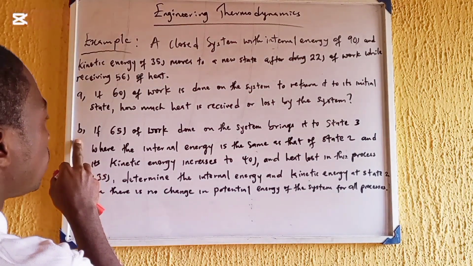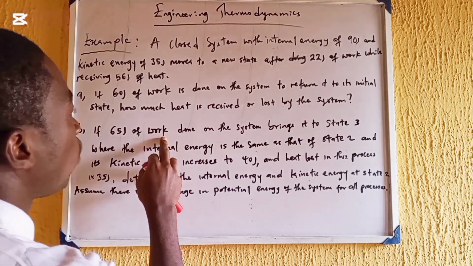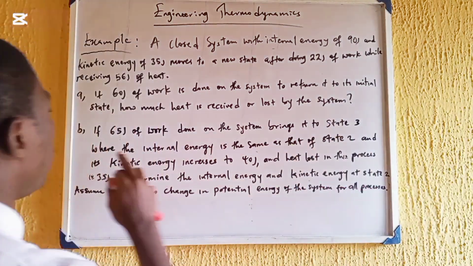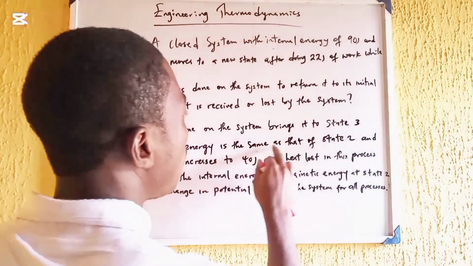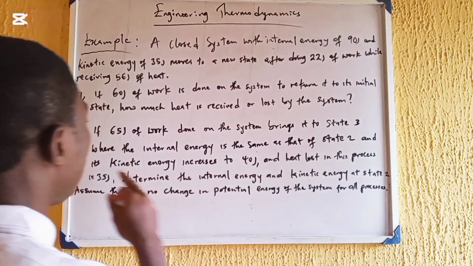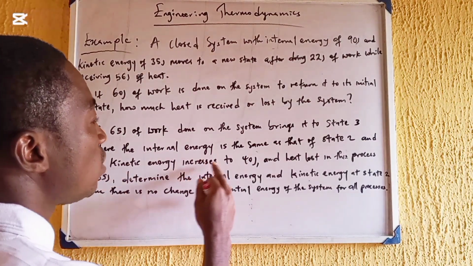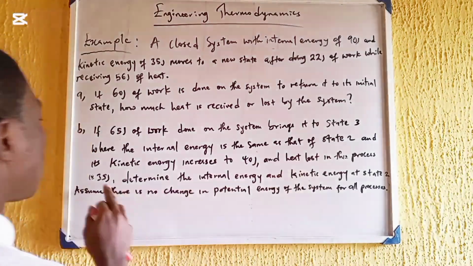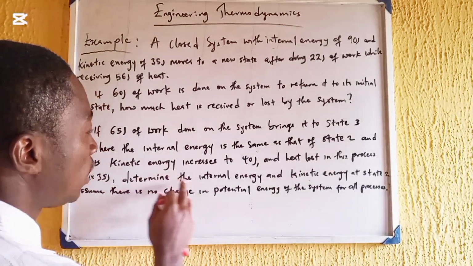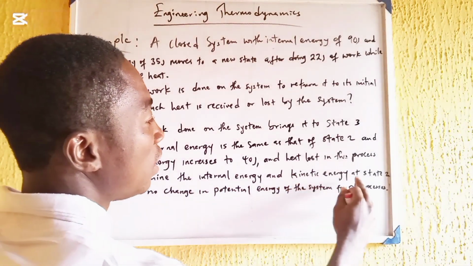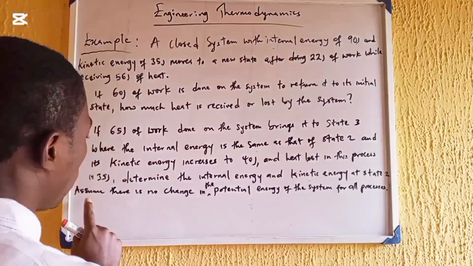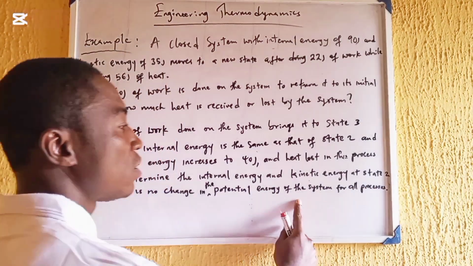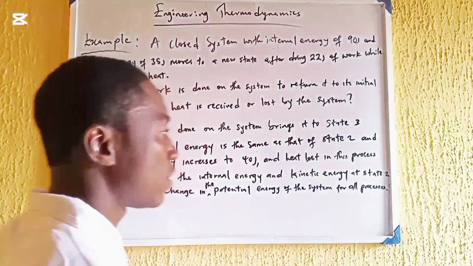Now the B part says if 65 joules of work done on the system brings it to state 3, where the internal energy is the same as that of state 2, and its kinetic energy increases to 40 joules, and heat lost in this process is 35 joules, determine the internal energy and kinetic energy at state 2. Assume there is no change in the potential energy of the system for all processes.